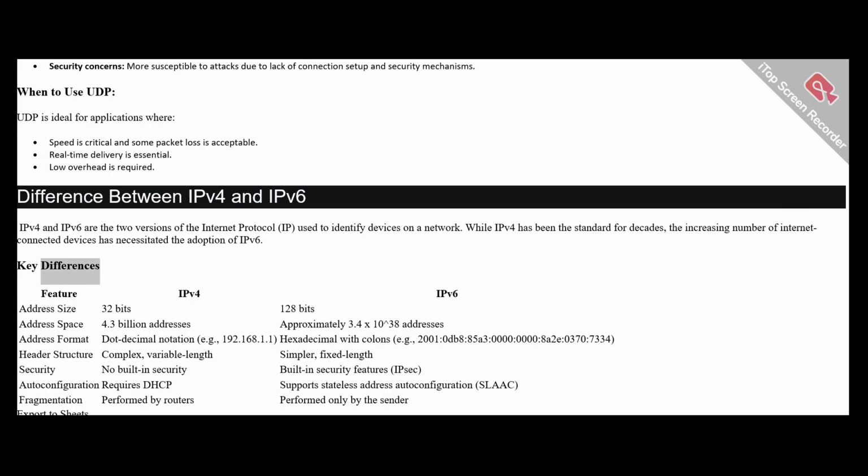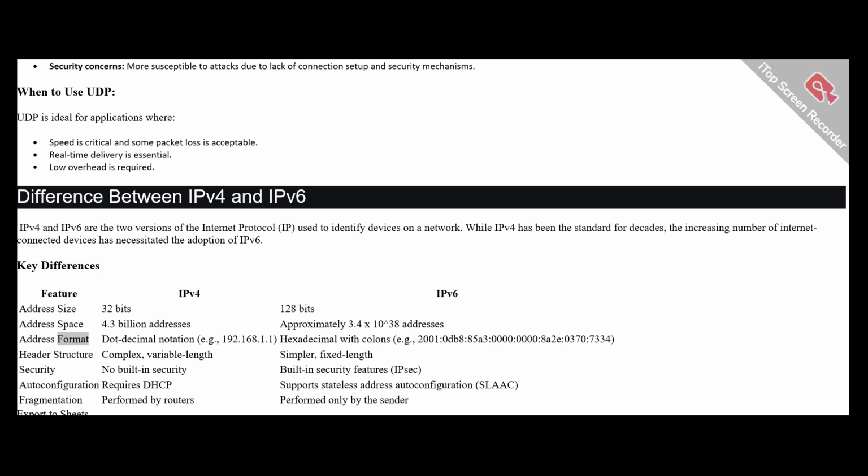Key differences. Feature: IPv4 versus IPv6. Address size: 32 bits versus 128 bits. Address space: 4.3 billion addresses versus approximately 3.4 times 10 to the power of 38 addresses.